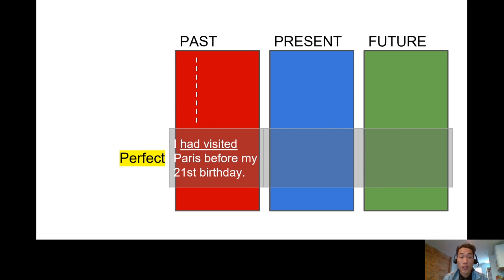So here's an example sentence using the past perfect tense. I had visited Paris before my 21st birthday. Can you guess what the first event is and what the second event is? That's correct. I had visited Paris is event one, and my 21st birthday is event two. Remember that the focus is on event number one. I had visited Paris. Sometimes people might write the sentence like this: before my 21st birthday, I had visited Paris. Though they've moved those two clauses around, the meaning is still the same.